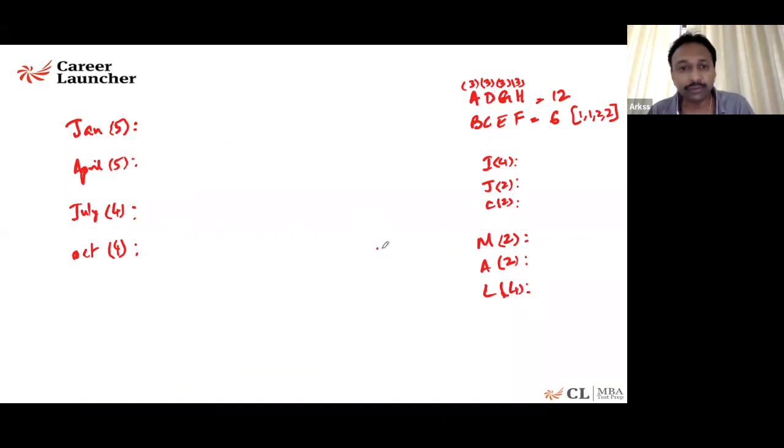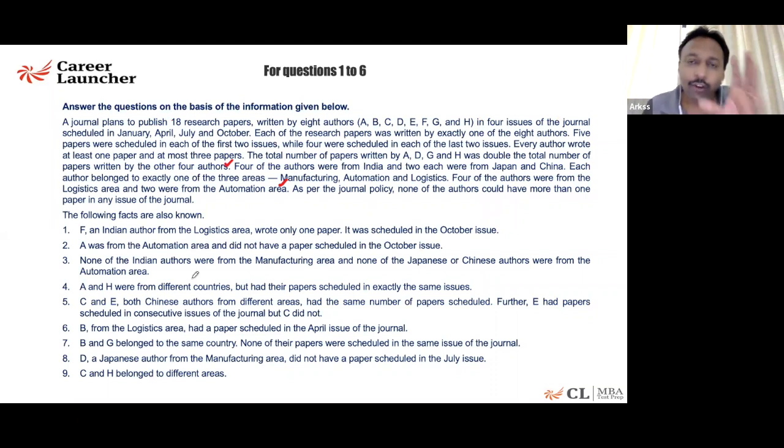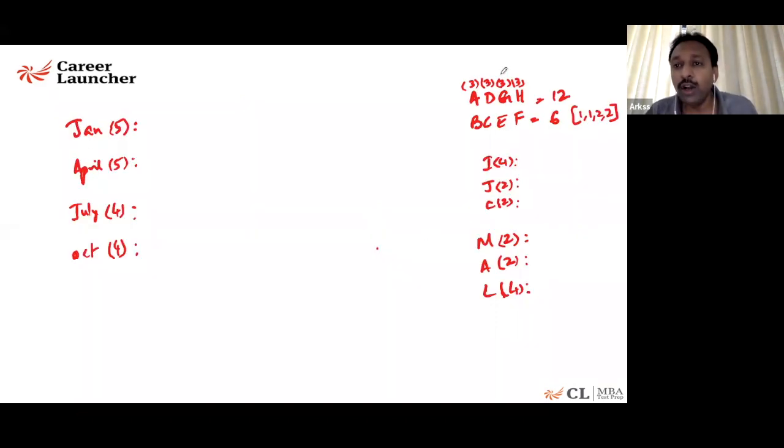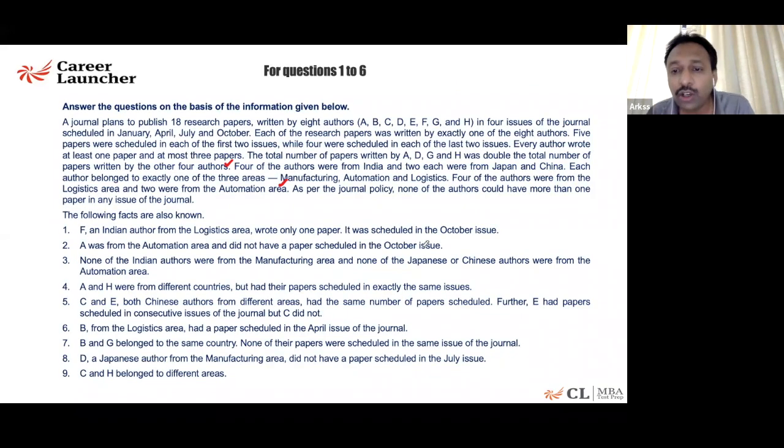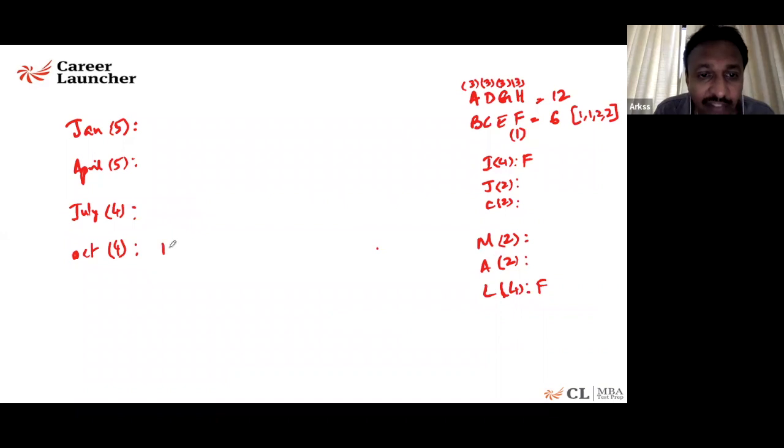Let's look at the way I want you to solve in an exam, whenever it happens. Of course, here I'm explaining this, but the way you need to do it is take up statement by statement, and once 1 is done, you will get their entire picture. It's almost like an arrangement and a grouping kind of thing. Now, F is an Indian author from the logistics area, wrote only 1 paper. It was scheduled in the October issue. First thing I know is that F is 1 here. He is an Indian, from the logistics area, and he wrote only in October. So one of these guys is F.